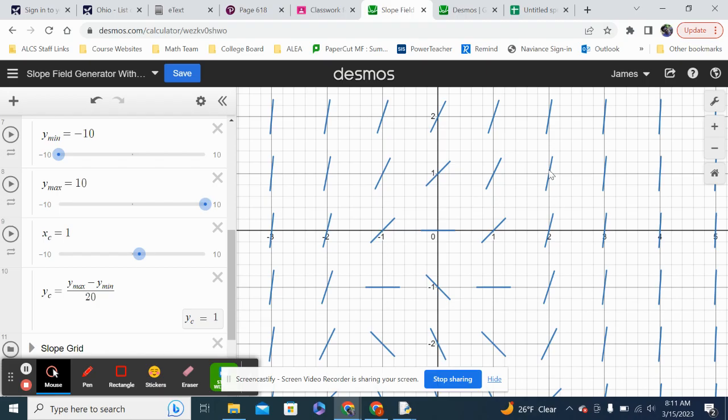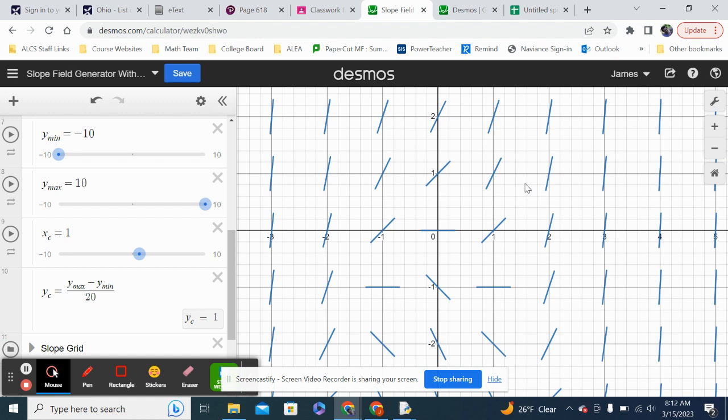So all of these are just little tiny line segments. I call them hash marks here, that show the slope of any solution curve to that differential equation as it passes through that point. Okay? We'll talk more about these. If it doesn't totally make sense today, that's okay. But that's what a slope field does. It's like a graph of a differential equation. It shows the slope, the dy dx, at various points in the xy plane for a first order differential equation.